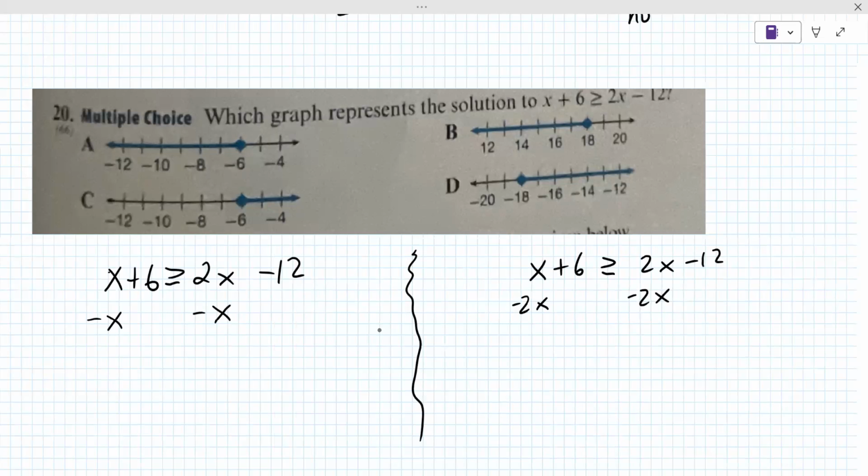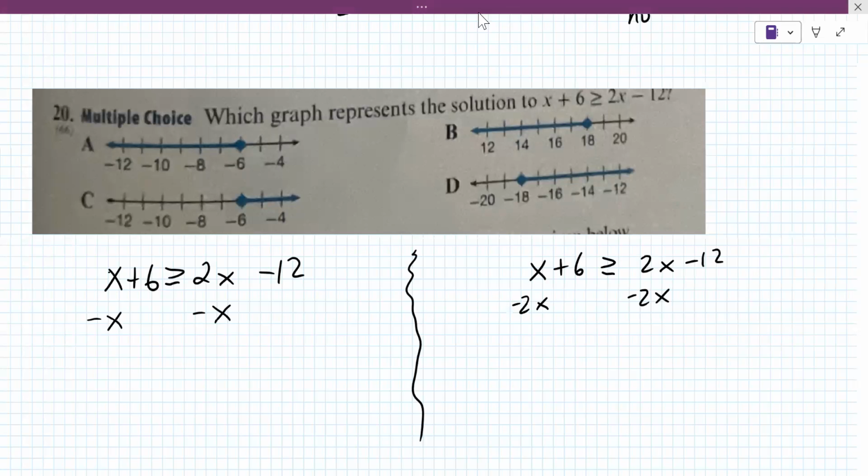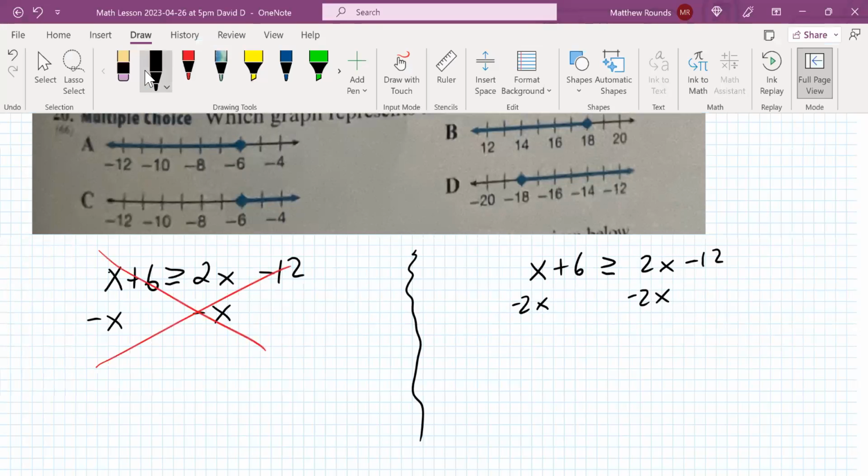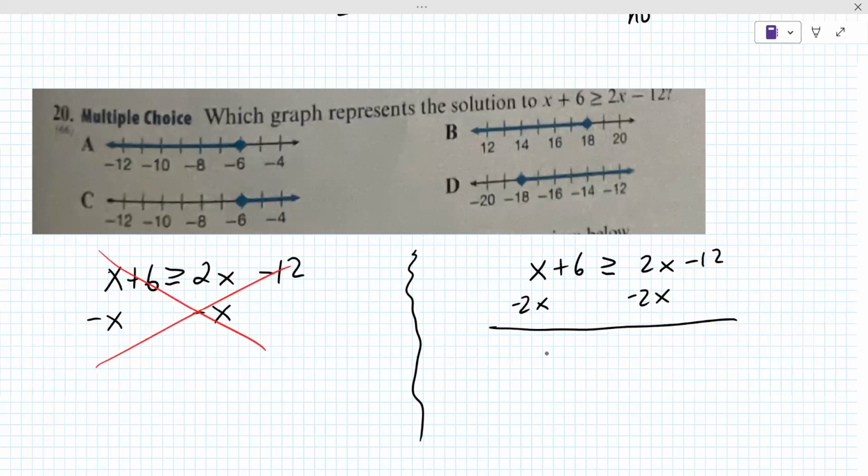I mean, that's what I would have done, move the variable to the left. Yeah. Okay. All right. So this becomes on the left negative x plus 6 greater than or equal to negative 12. What would you do next to solve this?